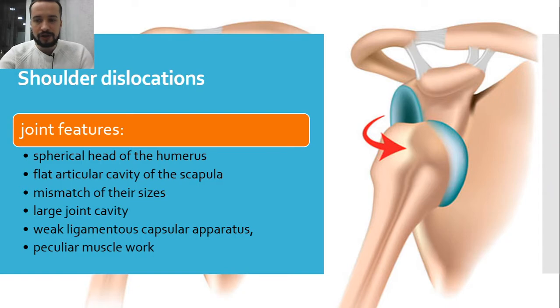Traumatic dislocations of the shoulder reach 60% of all dislocations as a result of anatomical and physiological features of the joint. First of all, there is the spherical head of the humerus and the flat articular cavity of the scapula. The discrepancy of their sizes, a large joint cavity, weak ligamentous capsular apparatus, especially in the anterior part, posterior muscle work, and a number of other factors contribute to the occurrence of dislocations.